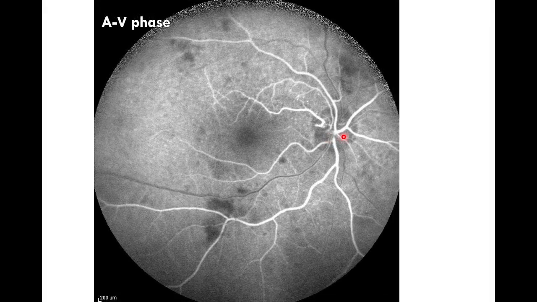And that's followed by the dye entering into the venous circulation. Now we can see the fluorescent dye entering into the venous circulation. We can see hyperfluorescence noted along the wall of the vessel. This is named the laminar flow. So what is laminar flow?